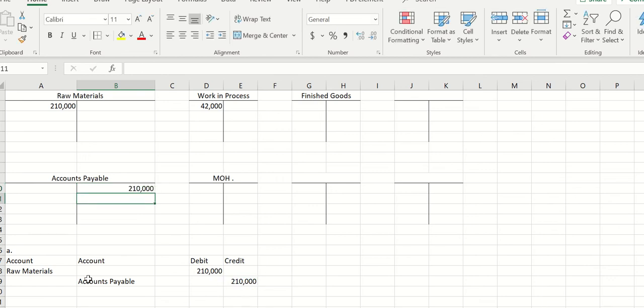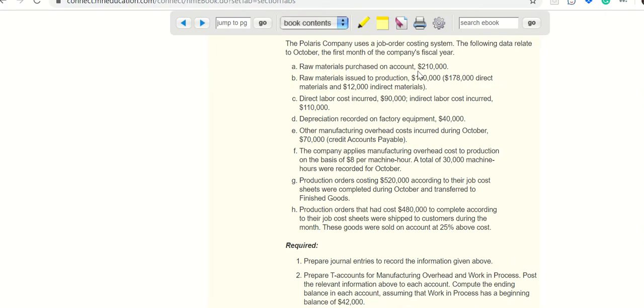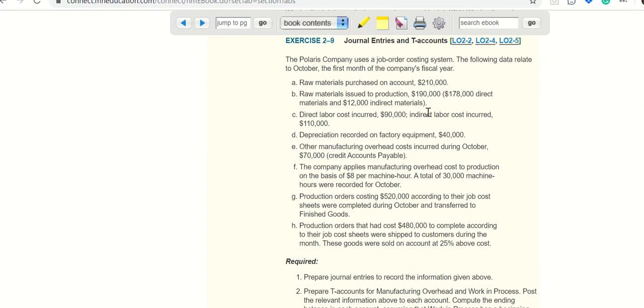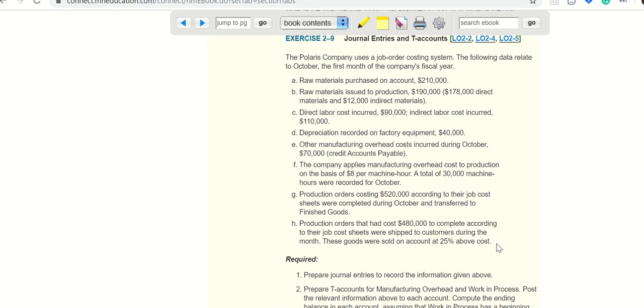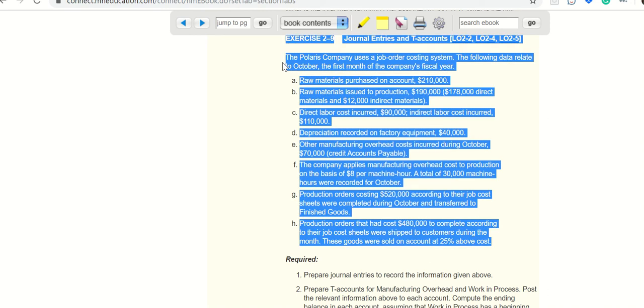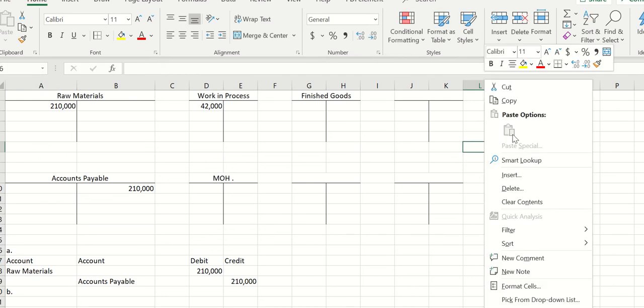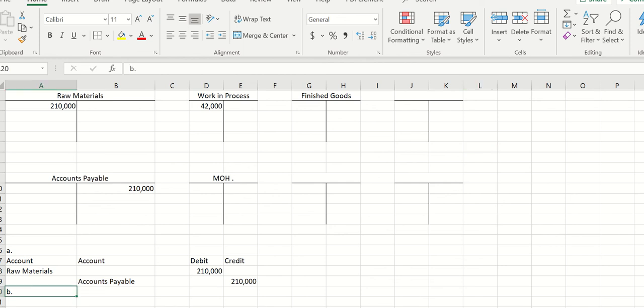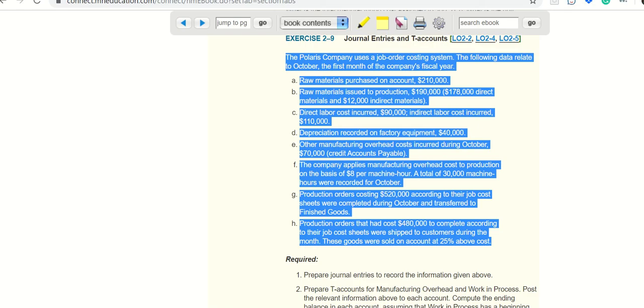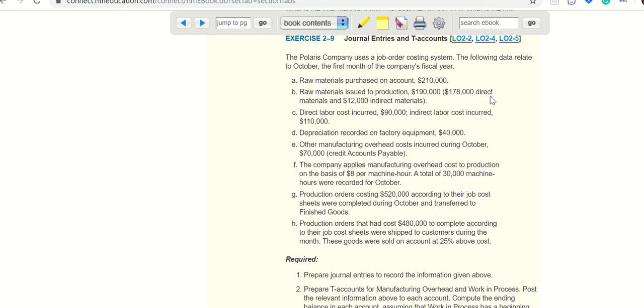Okay, so that's journal entry A. Let's go on to B. B says raw materials issued to production is 190,000. 178,000 is direct materials and 12,000 is indirect materials. Remember, these direct materials will go right into work in process, and the 12,000 of indirect materials, we call that manufacturing overhead, right? So 178,000 and 12,000.